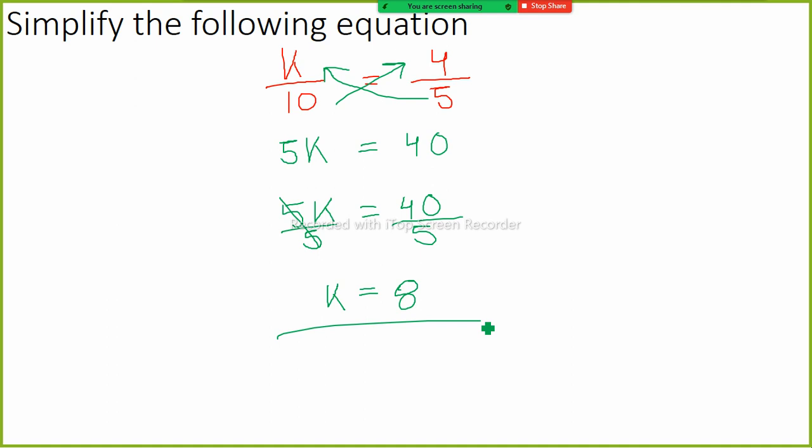So this is using the technique of cross multiplying. You take this number, multiply it by that, take this number, multiply it by that, cross multiply, and you get your final answer by dividing after you finish. All right, so let's do some exercises based on this.